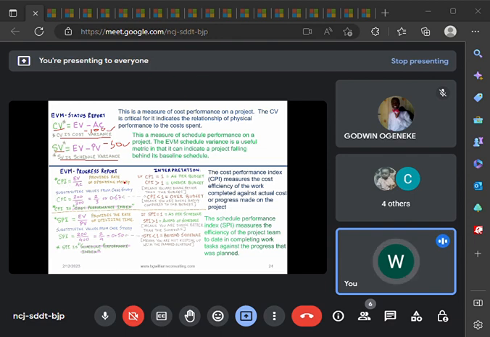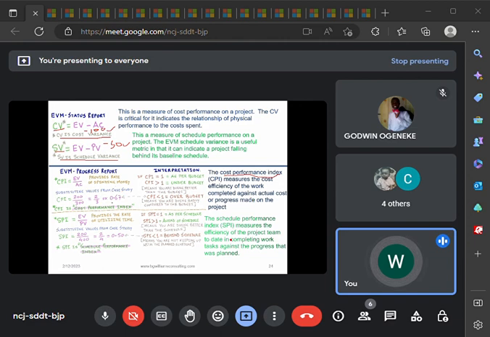Your CPI. What is the meaning of CPI? You can see it on the screen. The interpretation is here, cost performance index. So in this case, we are measuring the efficiency of costs as a whole based on the progress we have made so far in the project. So CPI is what? Cost performance index. SPI is what? Schedule performance index.